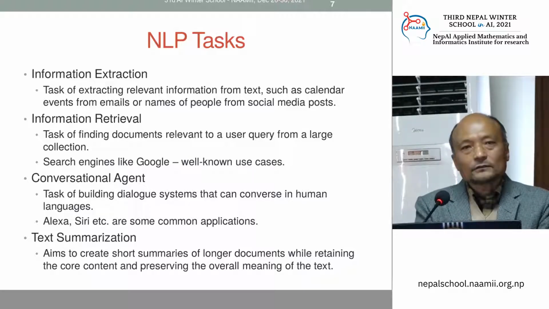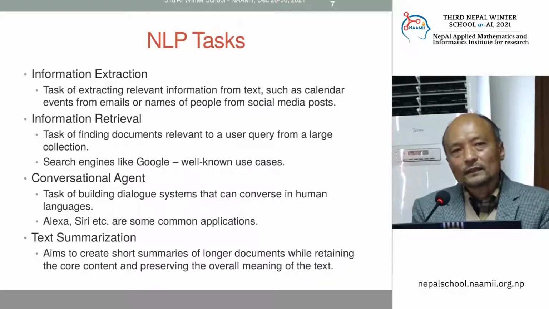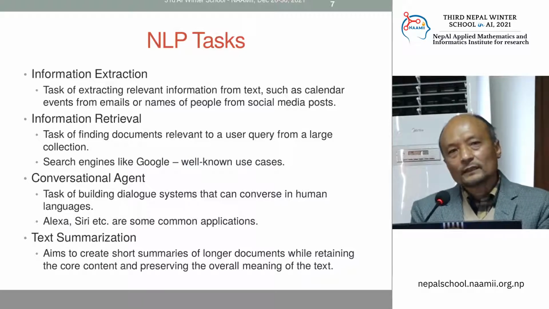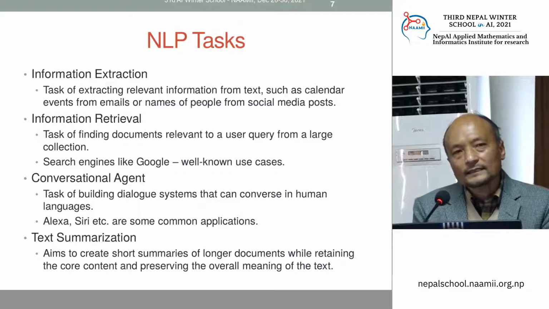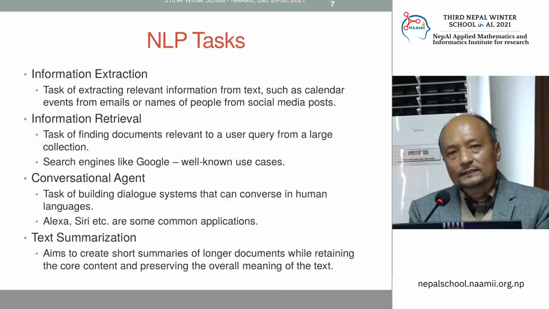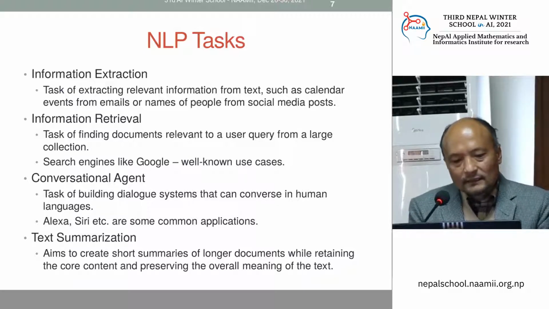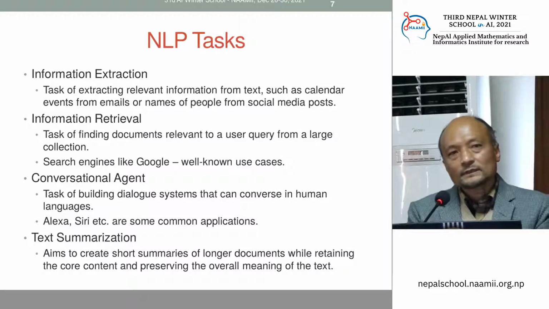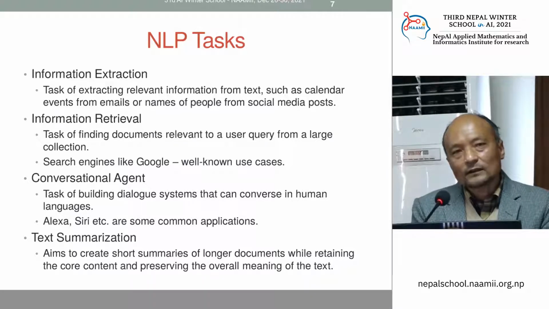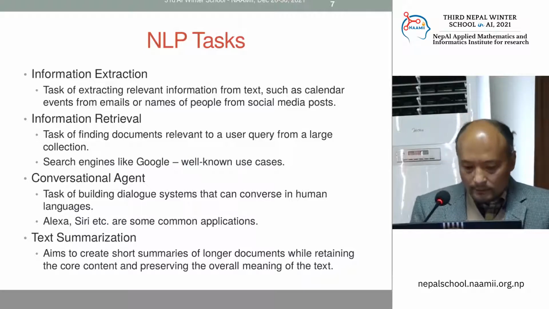Text summarization. We live in a busy world, and all of us are busy, so we don't have much time to go through all the text. What is desirable is that we get a gist, a summary, of the text that we are interested in. So text summarization is that example, which basically helps us to get the gist or summary of any text. It could be from a single text, or it could be from multiple documents or multiple texts as well.